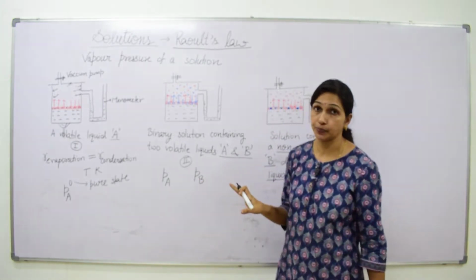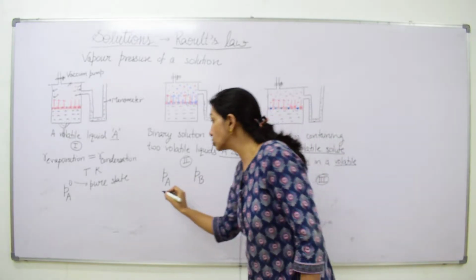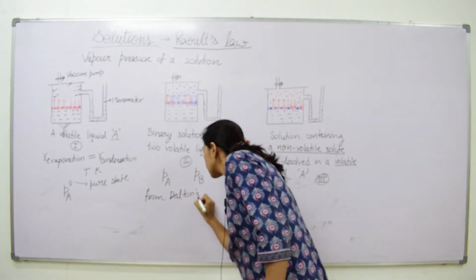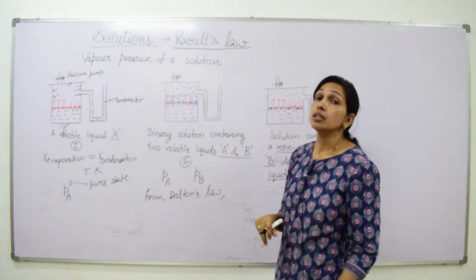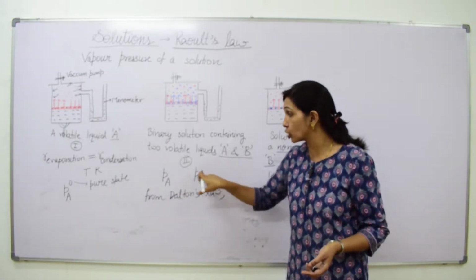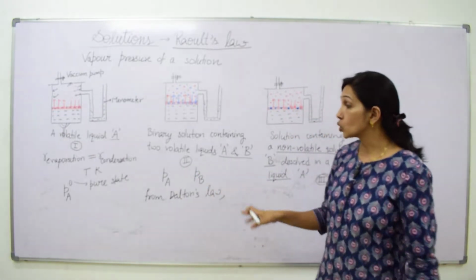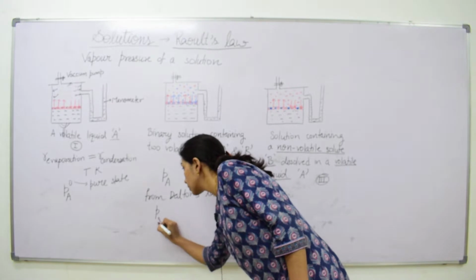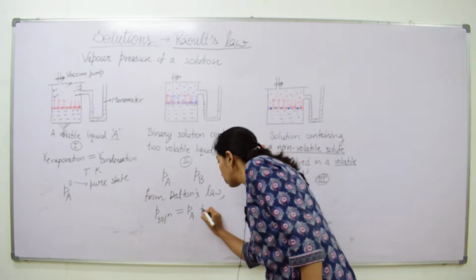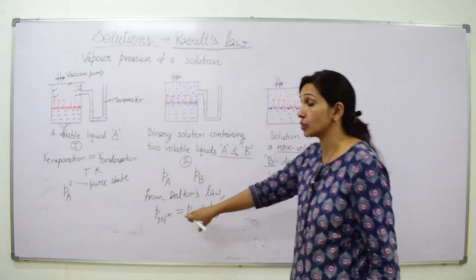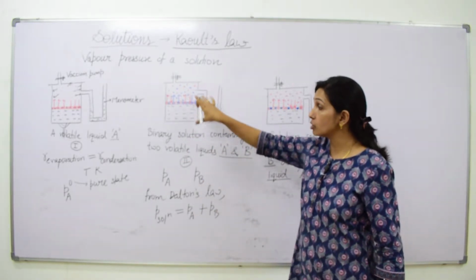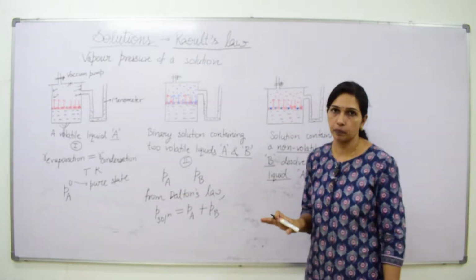Now, as per Dalton's law, we know that the total vapor pressure of a solution will be equal to the sum of the vapor pressures of the individual components. The total vapor pressure P of the solution will be equal to the vapor pressure of A plus the vapor pressure of B, so P solution equals PA plus PB in this case.